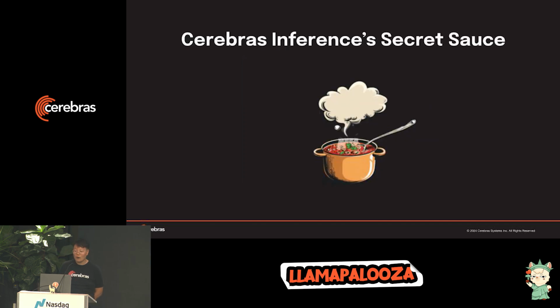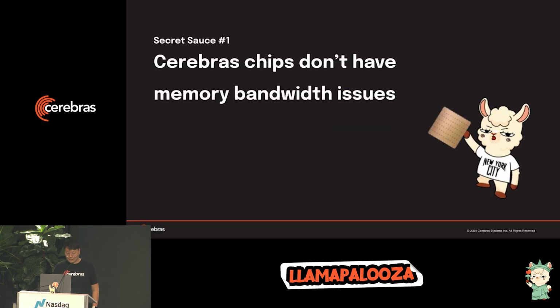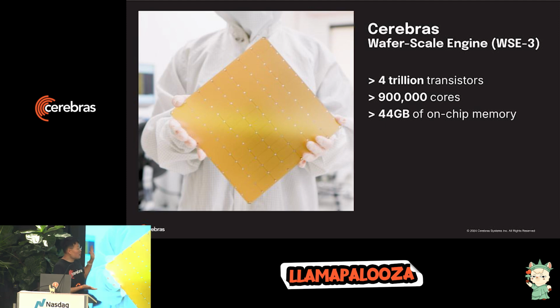So what is our secret sauce? Why is Cerebras so fast? The first secret sauce is that Cerebras chips don't have memory bandwidth issues. It's because we constructed the chip from day one to run these very memory-intensive workloads that are present in AI. This is a picture of our chip.